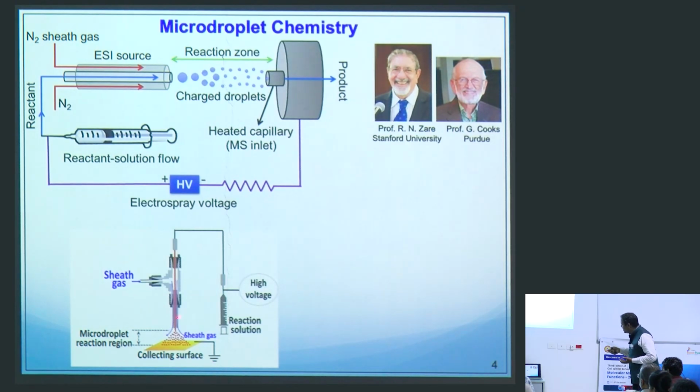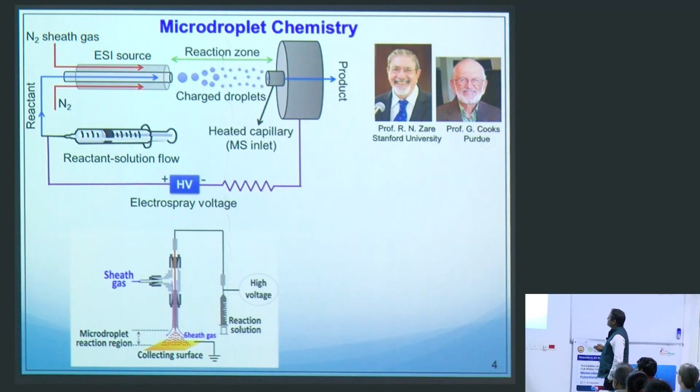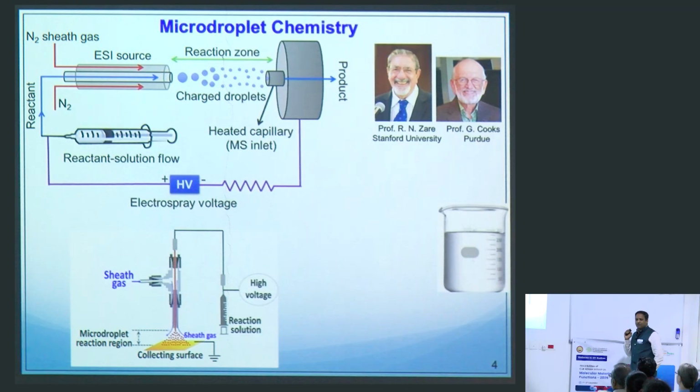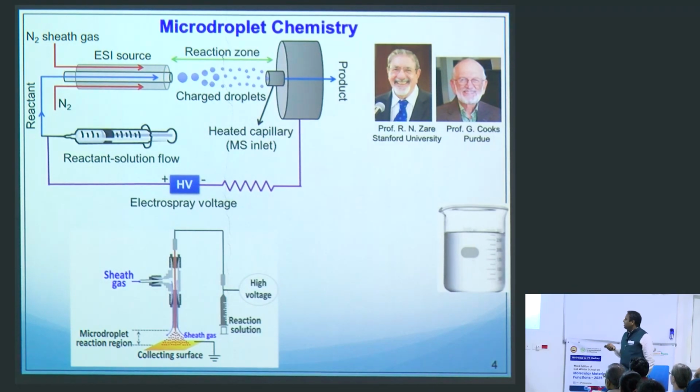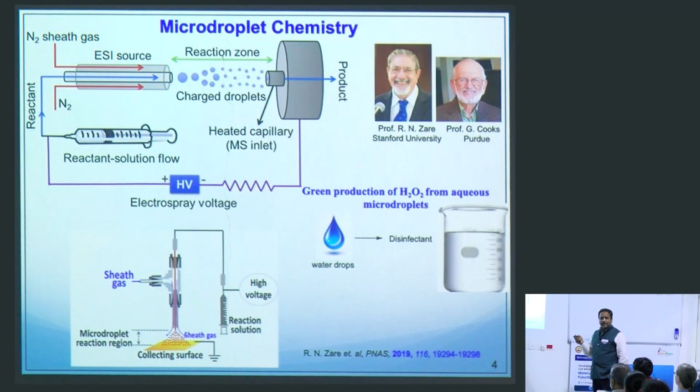The reaction occurs only at the air-water interface in this area. So obviously, there are a few parameters: voltage, flow rate, and pressure, and then the distance between collector and sprayer. That is also very important for carrying out the organic reactions. Here, I have given one basic example. If you take a cup of water and spray it with a sprayer, one can convert it into a useful disinfectant, which is nothing but hydrogen peroxide.